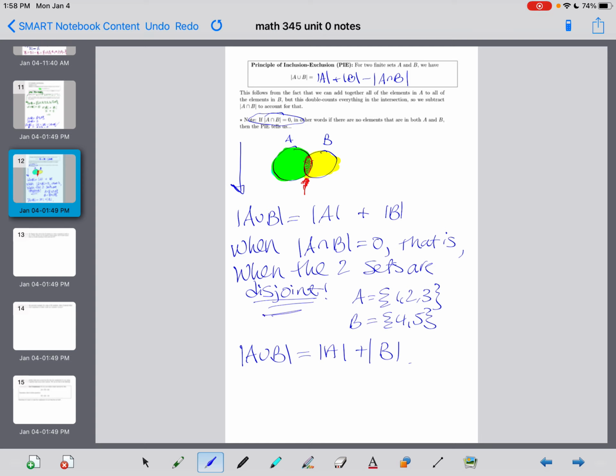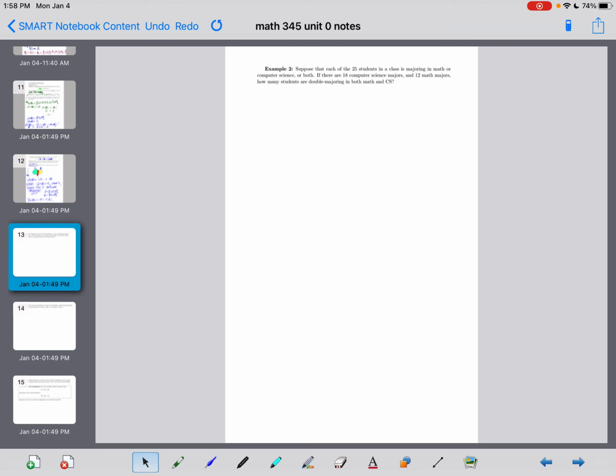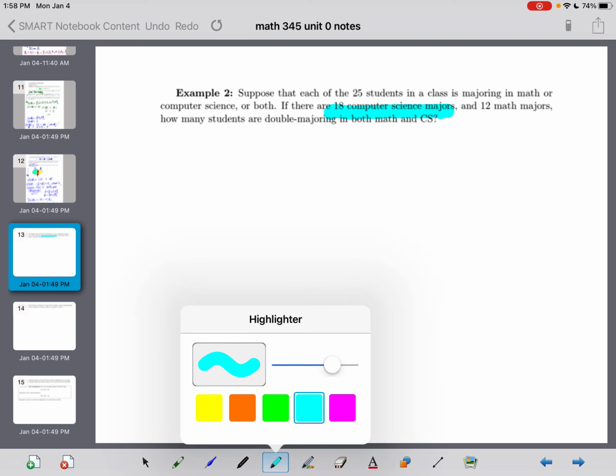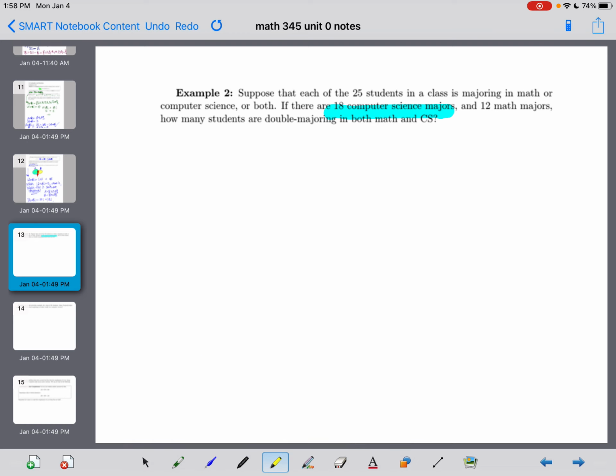So let's try to look at an example using this principle in context. Suppose that each of the 25 students in a class is majoring in math or computer science or both. If there are 18 computer science majors and 12 math majors, how many students are double majoring in math and computer science?